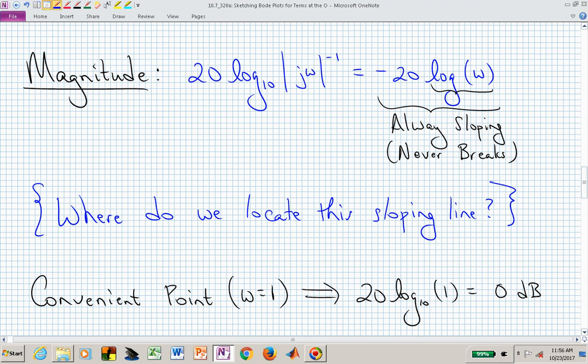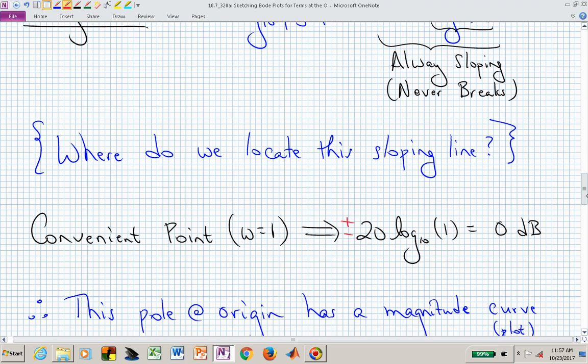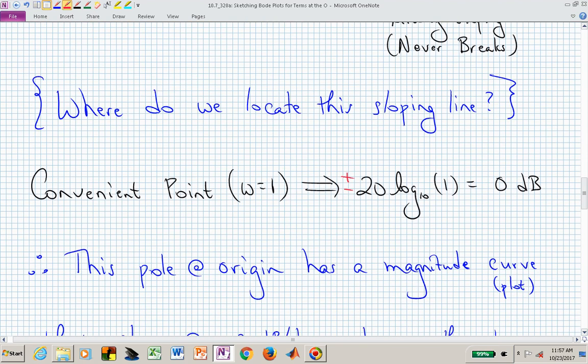What's a convenient point to locate this sloping line? Well, a convenient point is actually when omega is equal to 1, because if you look at that magnitude expression, it's now minus 20 log of 1. Log of 1 is 0, so you're now minus 20 times 0, or you're at 0 dB at omega equal to 1. And that's true whether you had a zero factor or a pole factor. And it really wouldn't matter if you had multiples of those, because now you just have 20 times 2 times log of 1, which is 0.